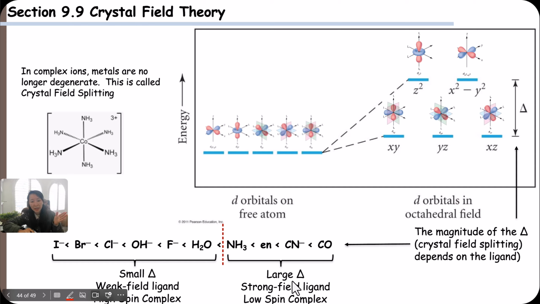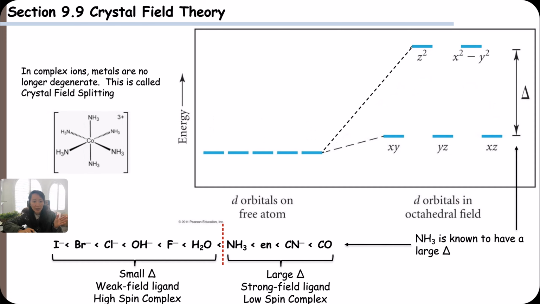So let's look at some examples. Okay, so here, this one is NH3, right? So you see how the split is very big. If the split is big, how can we arrange the electrons, now that what we used to have was the electron configuration or orbital diagram? Well, recall what the cobalt electron configuration and orbital diagram used to look like.